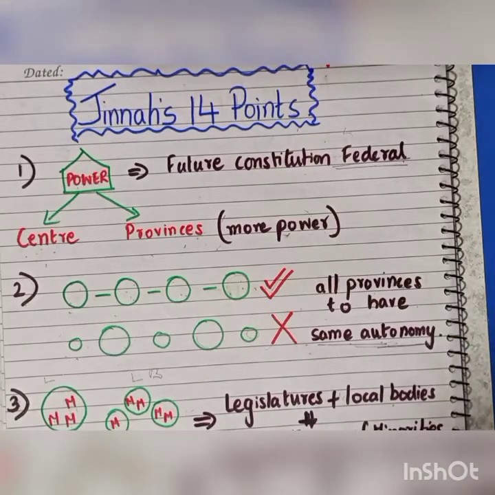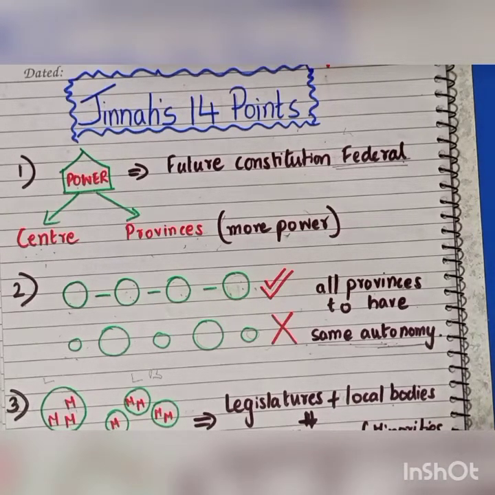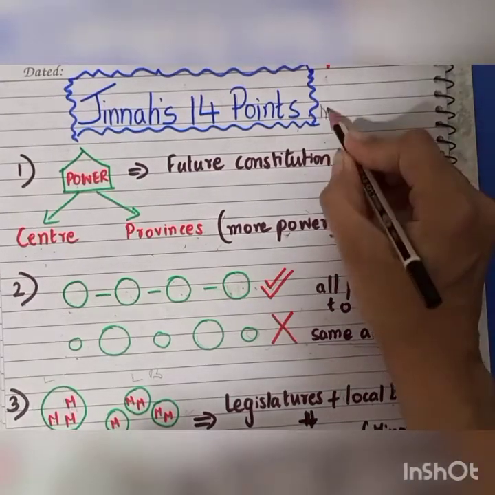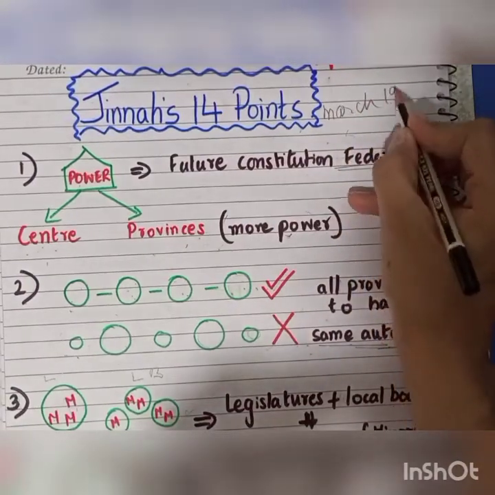In January 1929, the All India Muslim League met in a conference in Delhi, and it was decided that Jinnah's 14 points would become the basis of any future discussions with the Congress. Jinnah's 14 points were formally accepted by the conference in March 1929. So you can write here: March 1929.